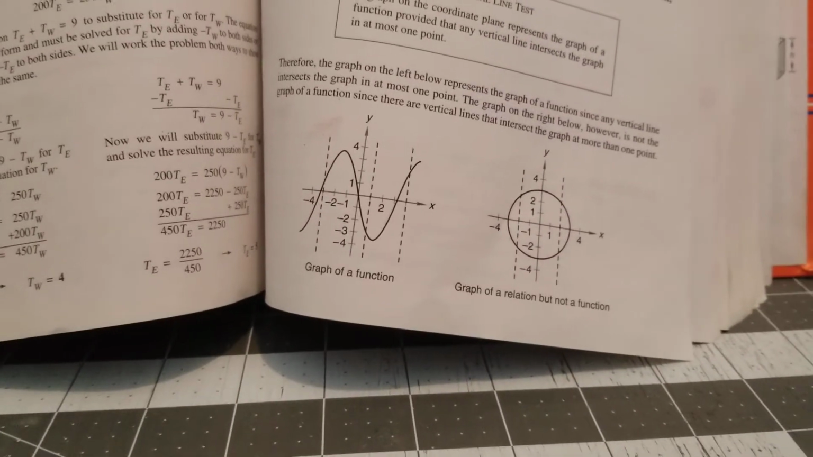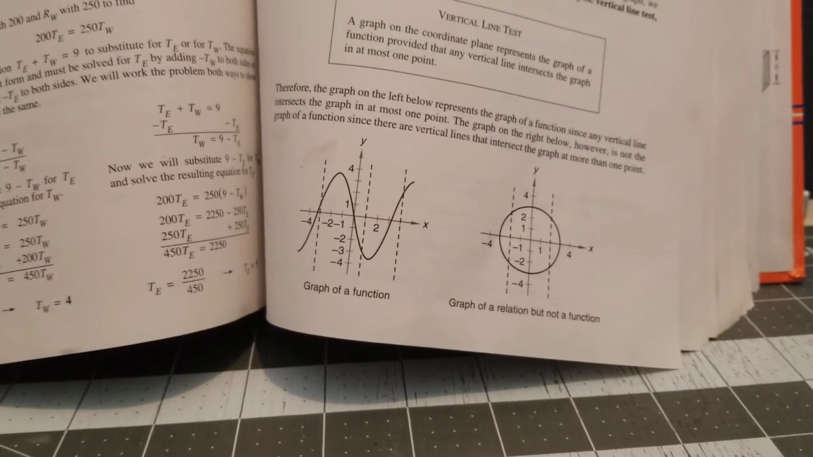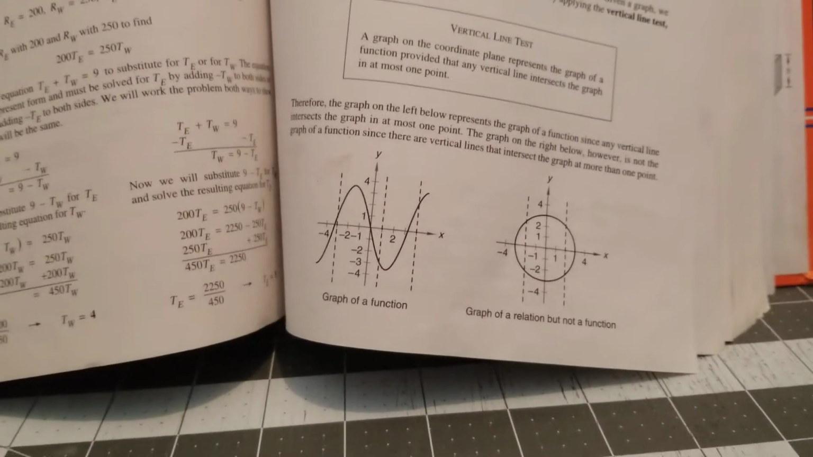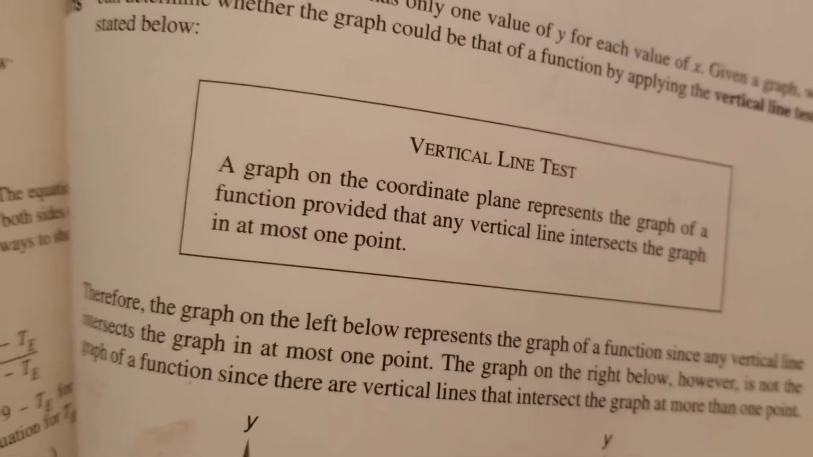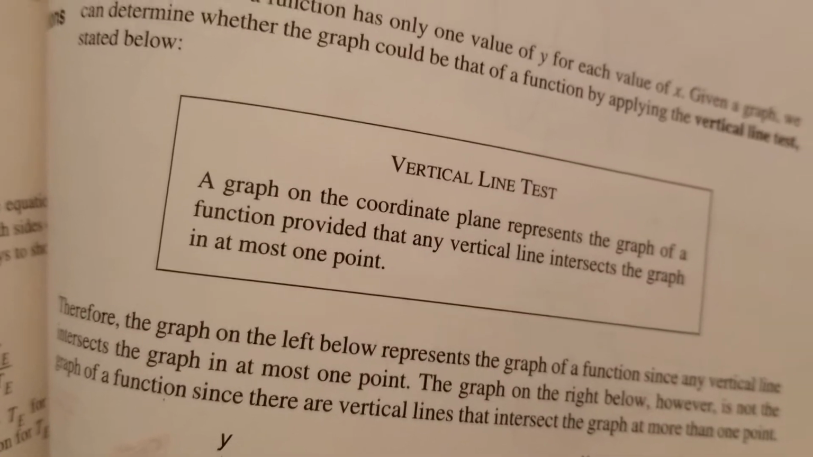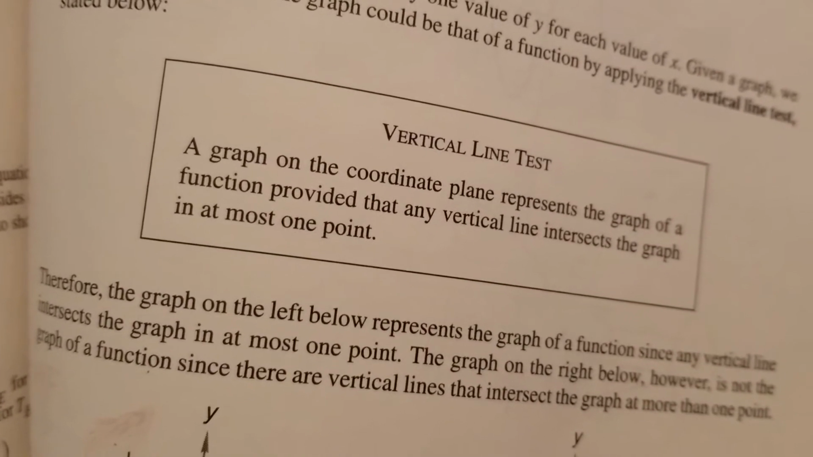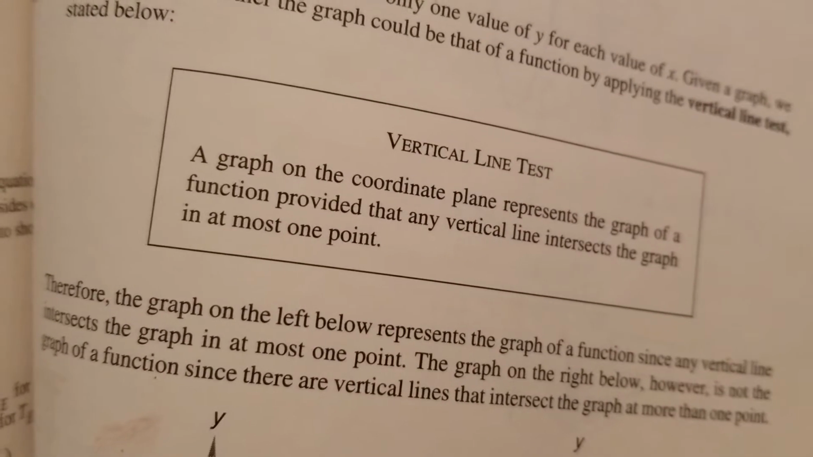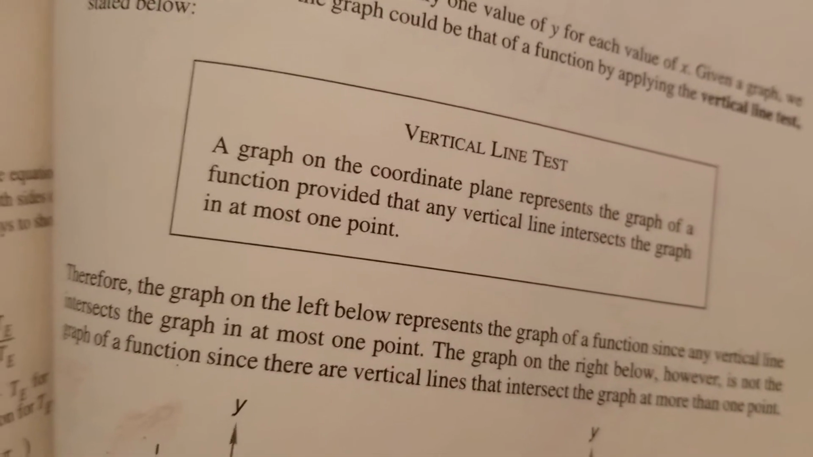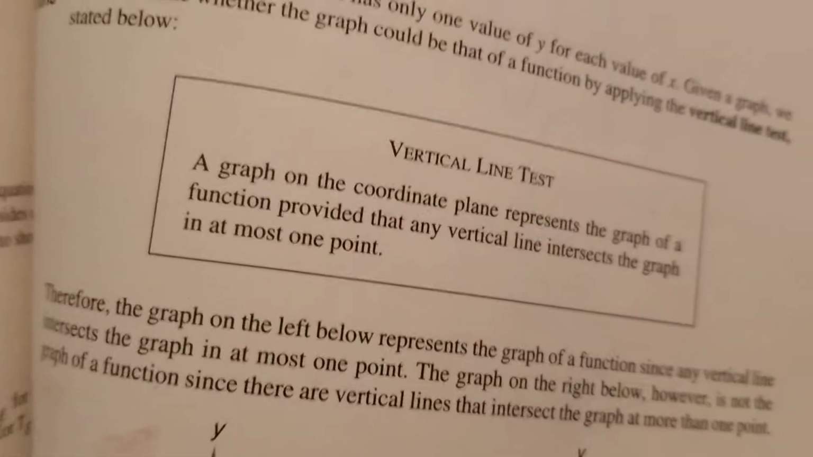All right, so if we see a graph and we're being asked, is this a function? There's a really simple way that we can test that. So right here, and this should go in your notes, the vertical line test. A graph on the coordinate plane represents the graph of a function provided that any vertical line intersects the graph at most one point. So make sure to write that in your notes.